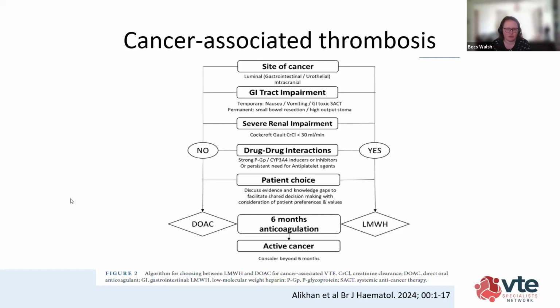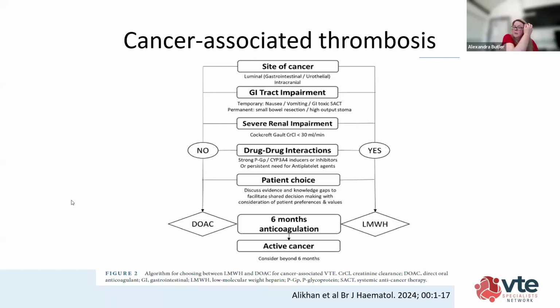Update hot off the press last month, I think, from the British Society of Haematology, an update on the management of cancer-associated thrombosis. We like infographics. You'll notice in the references quite a helpful infographic on guidance in choosing an anticoagulant in patients with CAT.